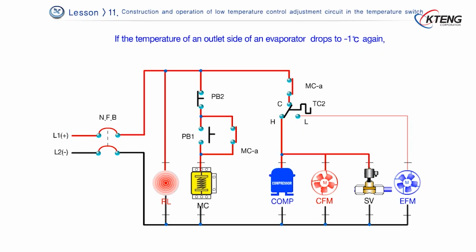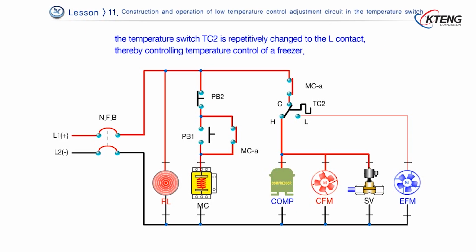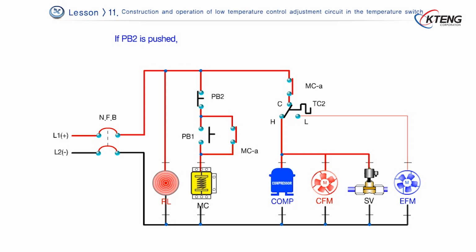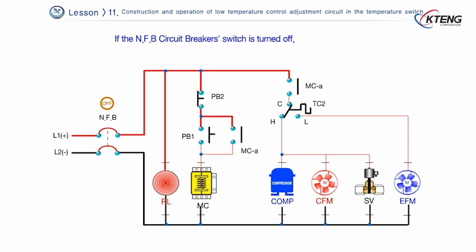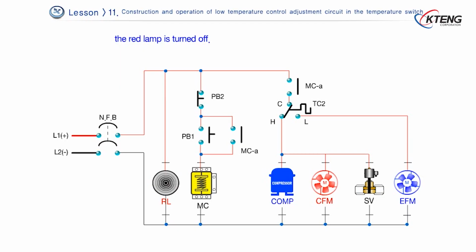If the temperature of an outlet side of an evaporator drops to -1 degree Celsius again, the temperature switch TC2 is repetitively changed to the L contact, thereby controlling temperature control of a freezer. If PB2 is pushed, the A contact of MC is opened because of demagnetization of MC, and all operations get to stop. If the NFB circuit breaker switch is turned off, the red lamp is turned off.